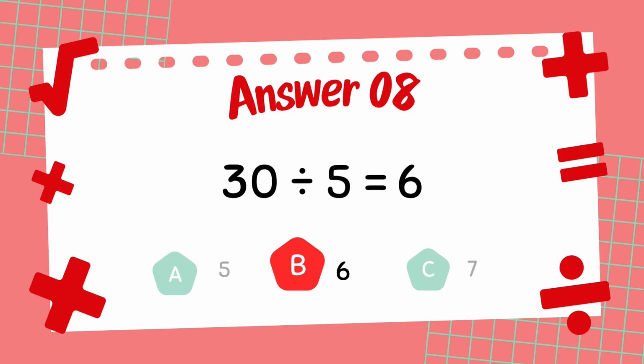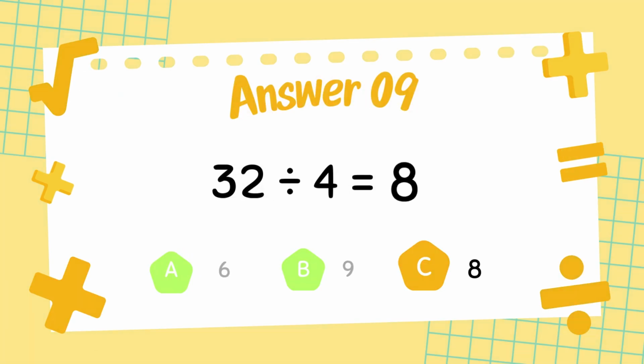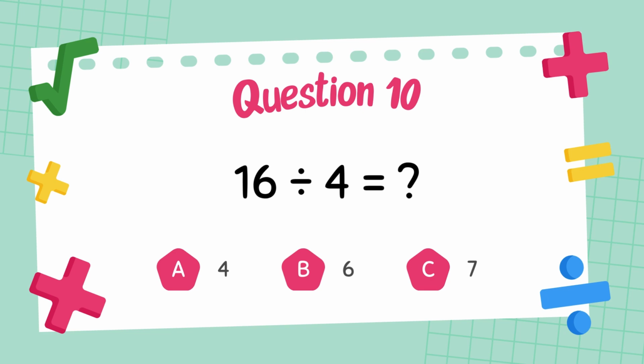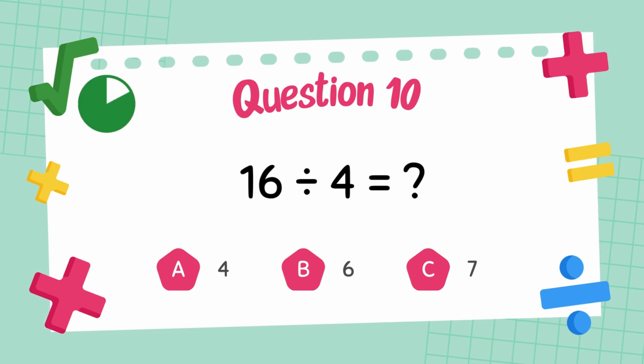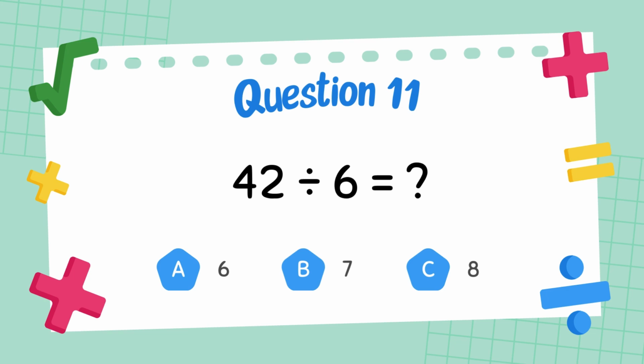The answer is 6. What is 32 divided by 4? The answer is 8. What is 16 divided by 4? The answer is 4. What is 42 divided by 6?